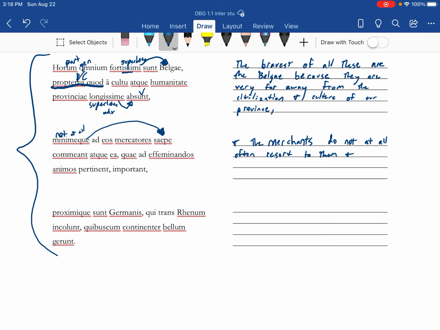And, all right, so this is its own clause, important, and they, and the minime is also going with that. So yeah, I may just scratch that and bring in, so again, they don't at all often do this. Bring in ea. This is neuter plural.